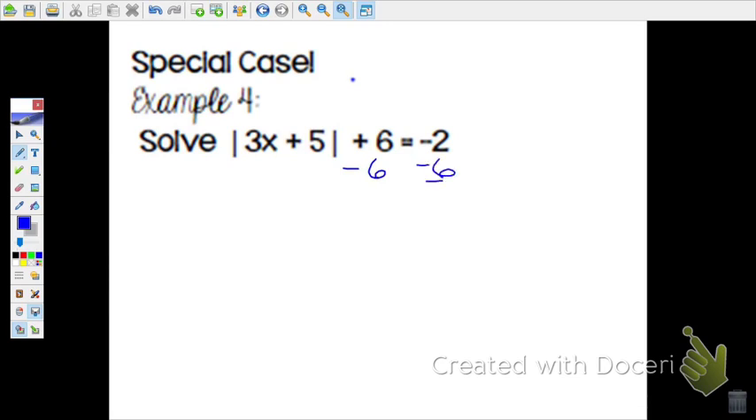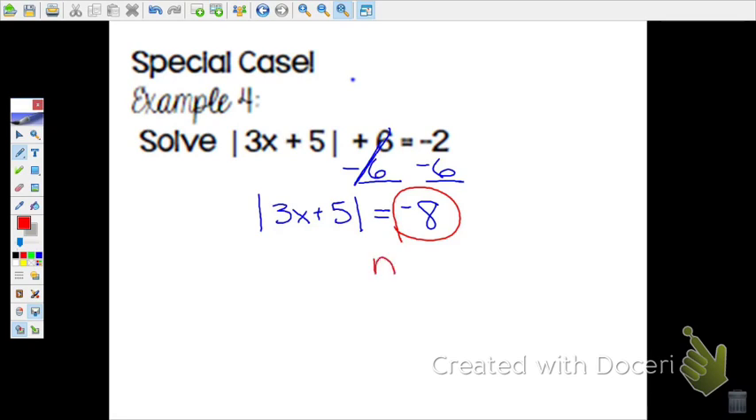So I'm going to subtract 6 from both sides. Absolute value of 3x plus 5 equals negative 8. Once the absolute value is by itself, then step 2 says we can see whether there's a solution or not. And because it's equal to a negative, there is no solution.